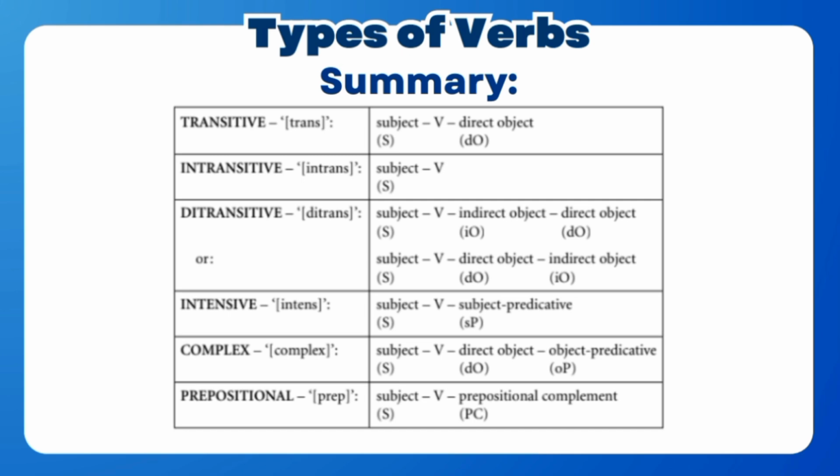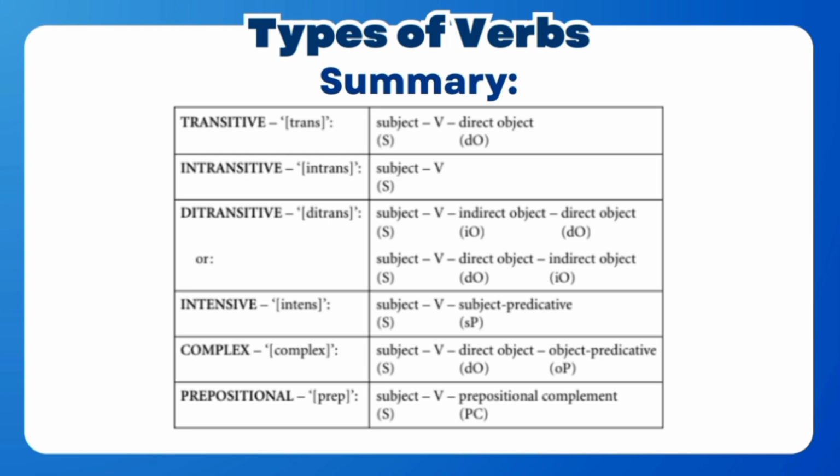Transitive verb has a structure of a subject, verb, and the direct object. Intransitive verb, on the other hand, is just composed of a subject and a verb. The ditransitive is composed of a subject, followed by a verb, followed by an indirect object, and followed by a direct object. Now, intensive verb, on the other hand, is composed of a subject, verb, and a subject predicative.